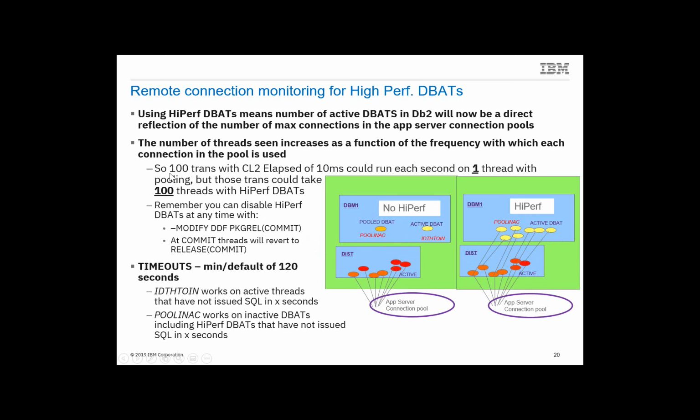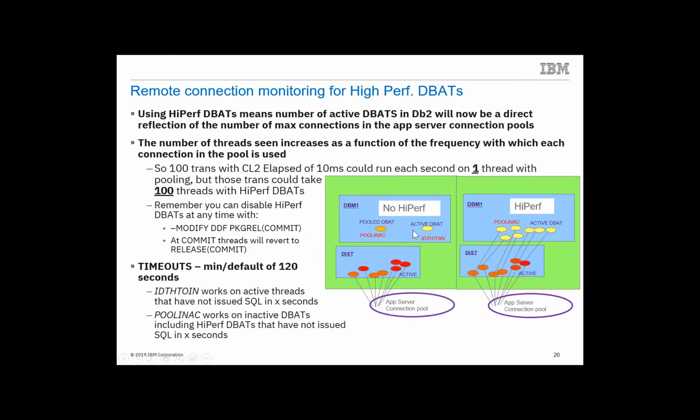For example, if you've got 100 transactions with an elapsed time of 10 milliseconds, one thread could handle 100 of those a second, right? Whereas if you move to high performance DBATs, now you need 100 threads to manage 100 transactions within that second. So we've had customers ask, is it 2x, 3x the number of threads? How big should I make MAXDBAT? You're going to have to test it, unfortunately.